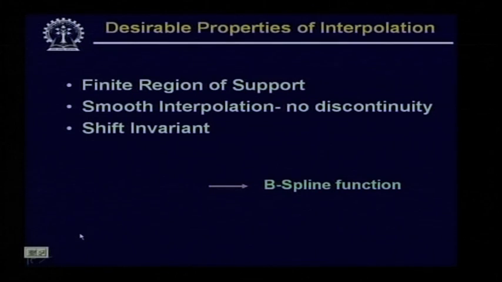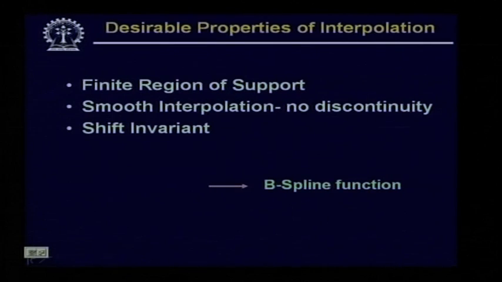Now, whenever we do an interpolation operation, it should have certain desirable properties. Firstly, the interpolation function that you use for interpolating the discrete values should have a finite region of support. That means interpolation should be done based on the local information, it should not be based on global information, or it should not take into consideration all the sample values of that particular digitized signal.